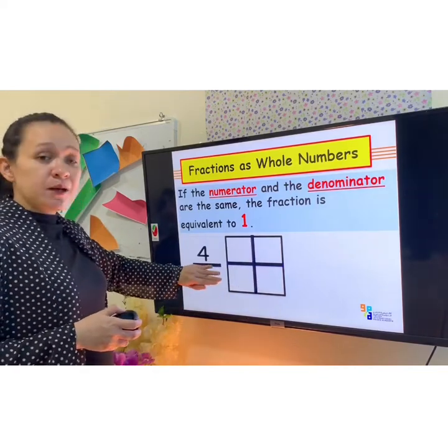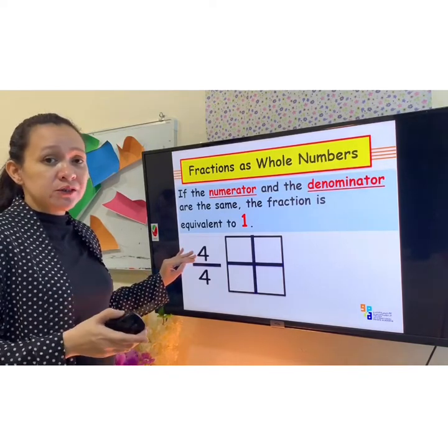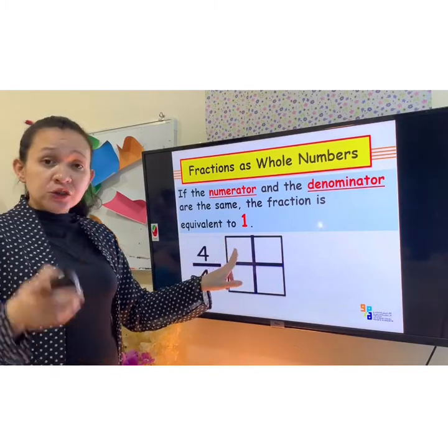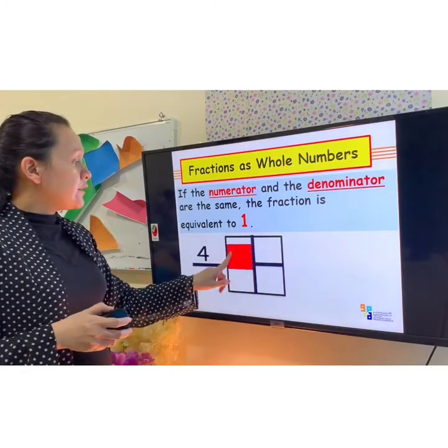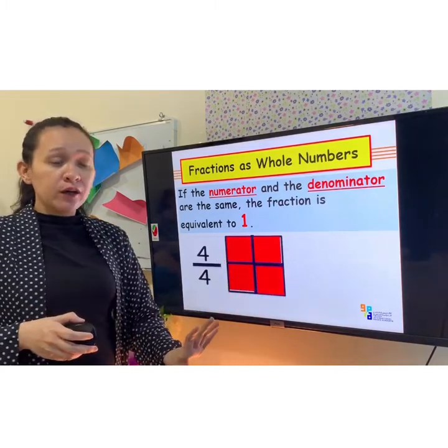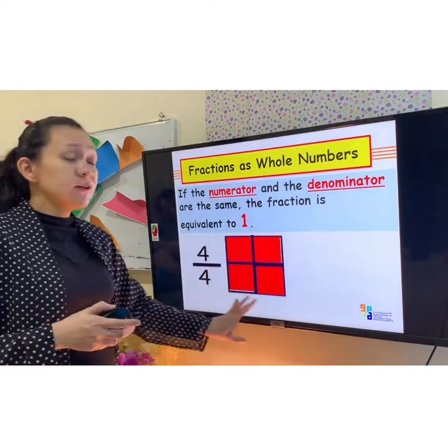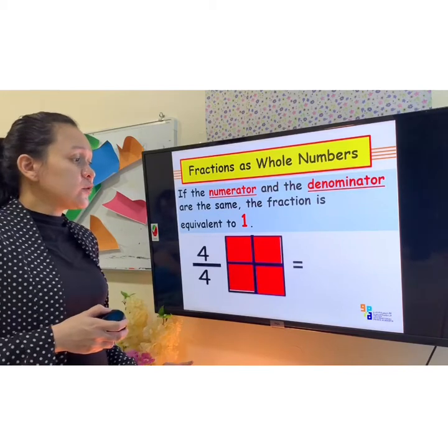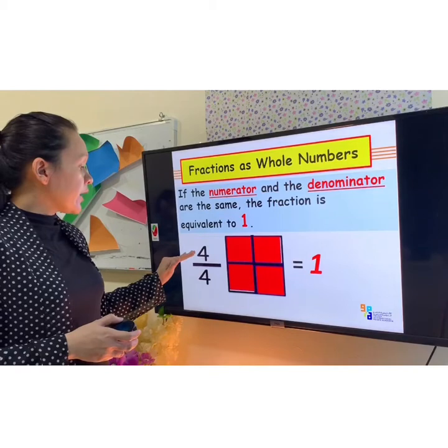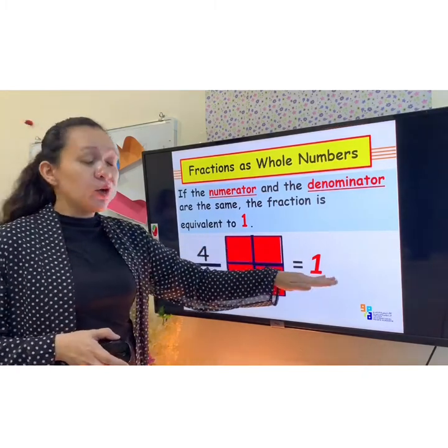Now, we are done with the denominator. Let's move to our numerator. Remember, the numerator is the number of parts shaded in. So we are going to shade here 4 parts: 1, 2, 3, and 4. So we shaded already 4. If you have noticed this figure, we shaded the whole shape. So this one is equivalent to 1 whole. So don't forget, if the numerator and the denominator are the same, the fraction is equivalent to 1.